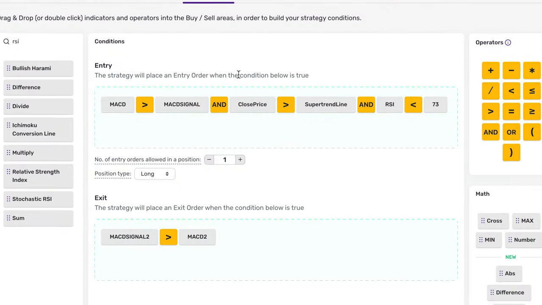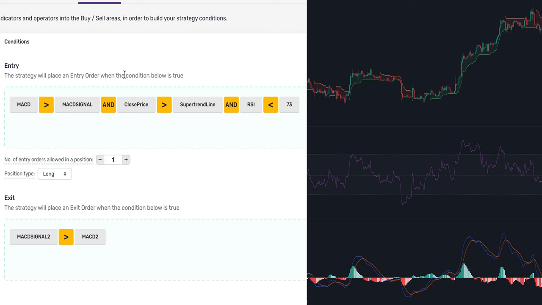Let me explain again how it works. So at first, when the MACD line crosses the MACD signal line, we get an entry. But then with adding the supertrend indicator, it gets even more precise. If the price is above the supertrend line, it is almost for sure that the price is in an uptrend. And if the price is below supertrend, it means we are in a downtrending market and it will avoid going long there. Ultimately, the added RSI also works like a filter, making sure to filter out MACD crossovers which appeared at the market top.